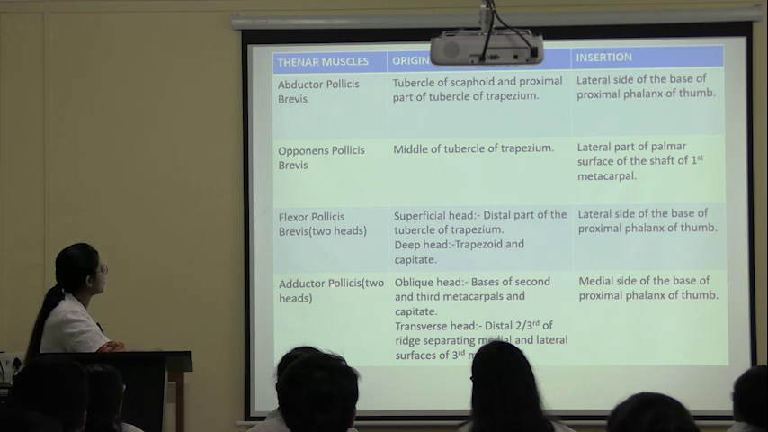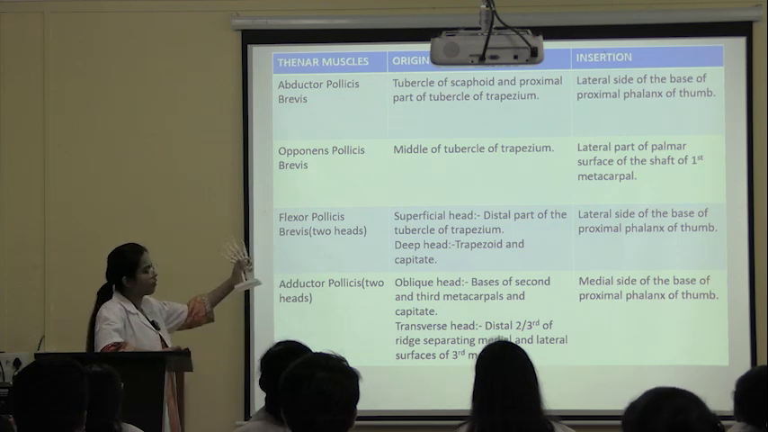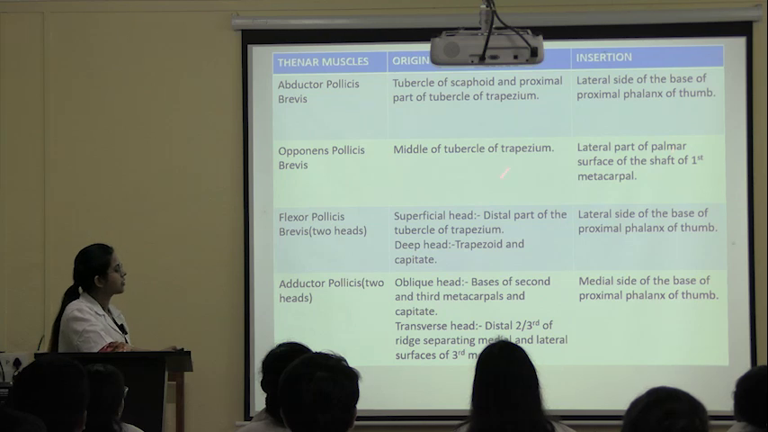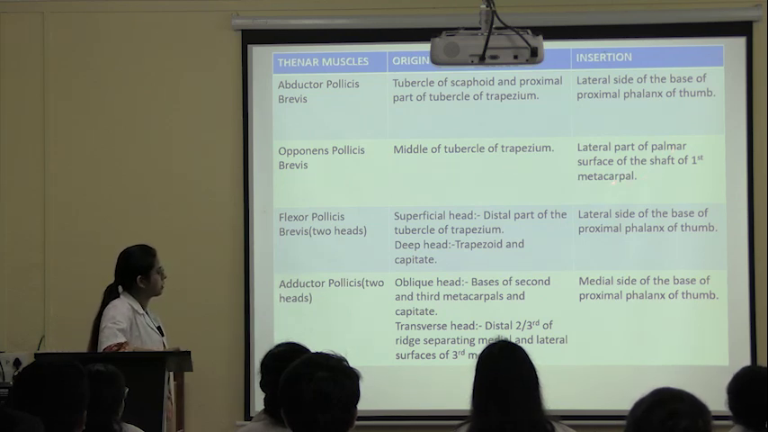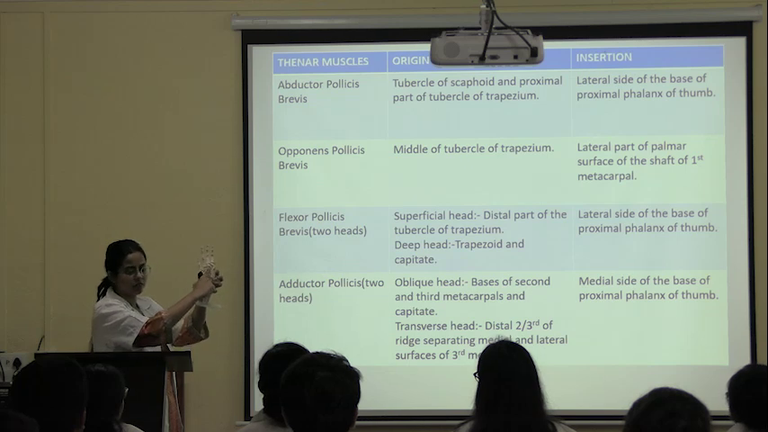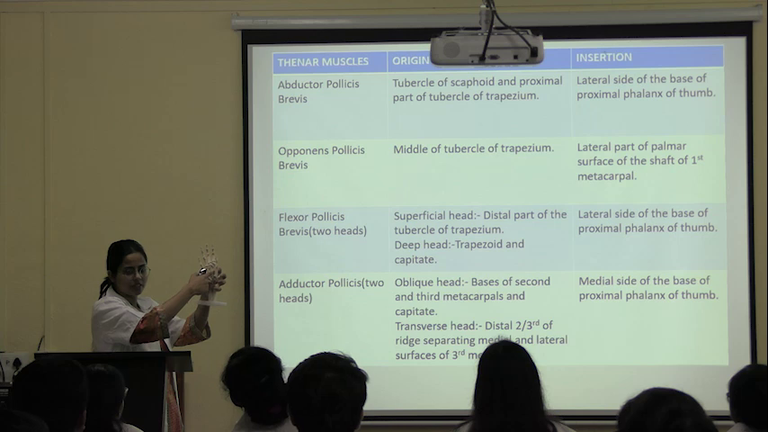Similarly, opponens pollicis originates from the middle of the tubercle of trapezium, from here, and is inserted in the lateral part of the palmar surface of the shaft of the second metacarpal. This is the palmar surface, this is the second metacarpal, this is the shaft of the second metacarpal, the palmar surface from the lateral side.